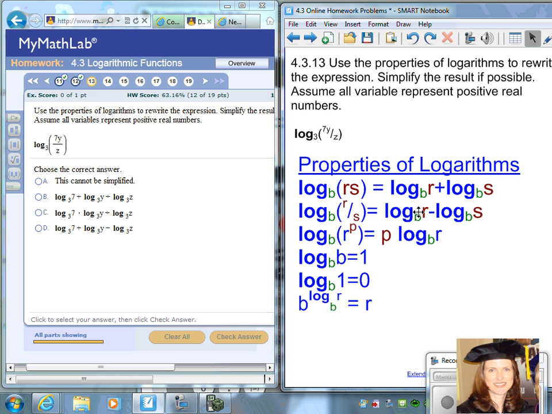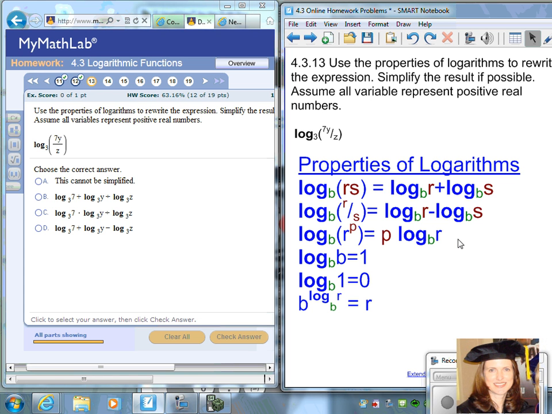The second property of logarithms is called the quotient property of logarithms. If you have log base b of a quotient, r divided by s, you can break that up into two logarithms, log base b of the numerator minus log base b of the denominator. Break it up into two parts.